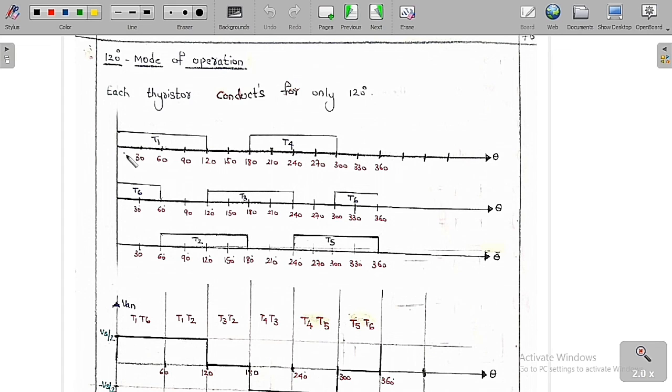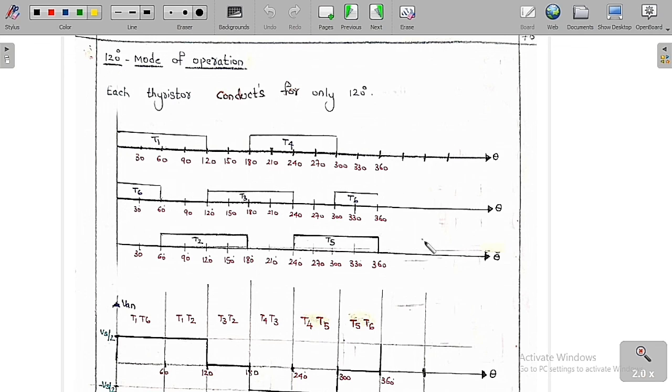So take a phase shift of 120, again take a phase shift of again 120. So you are going to get this one. Same as the previous one, but the only thing is here out of 180 only 120 degrees it is going to conduct, and the remaining 60 degrees it is going to become off. That is the meaning of this one. So each thyristor is going to connect for only 120 degrees in this 120-degree mode of operation.